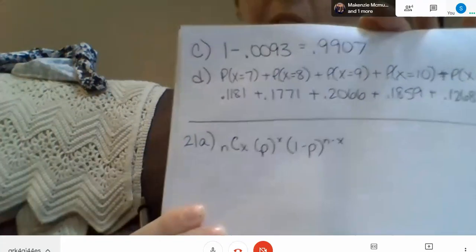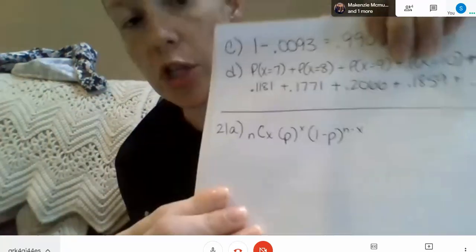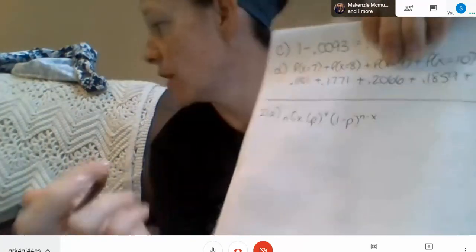So on 21, we know the formula, and this is given on your formula sheet. You do n choose x, p to the x, 1 minus p to the n minus x. That's the formula on your formula sheet. So you might just kind of fill this in so we know what you're putting in your calculator.